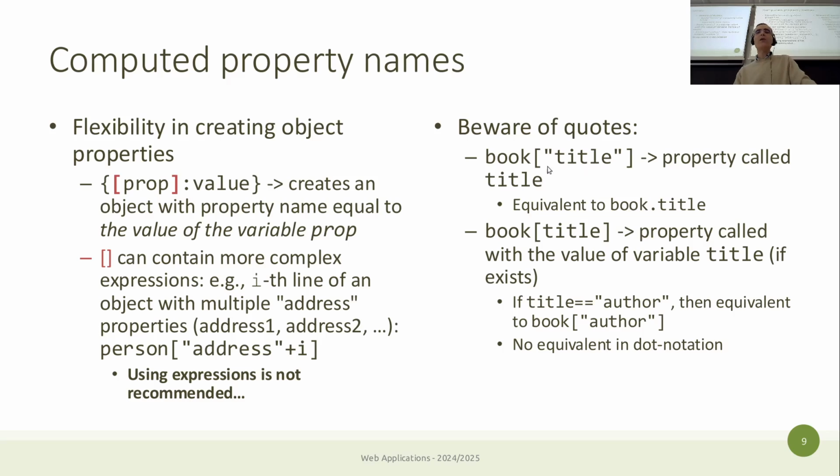Yeah, just beware of the quotes. If I use the quotes, it means the string is actually the name of the property. If I don't use the quotes with the square brackets, it means that a variable with this name must exist, and we search for its value and use it as a string that is the name of the property. Okay?